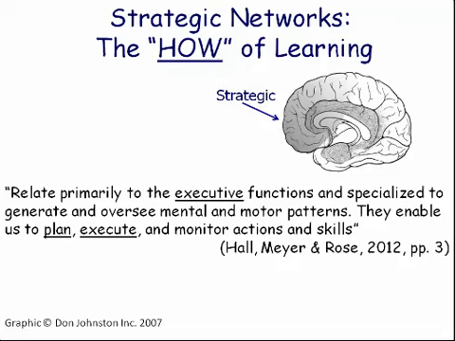The second network is the strategic network, the how of learning. How do I learn this? How am I going to function? How am I going to get this into my brain? You've seen a lot of kids tapping their foreheads when they're trying to learn something, and they're literally trying to get the information into their brains. What Hallmeyer and Rose from 2012 say is that these relate primarily to the executive functions and specialize to generate and oversee mental and motor patterns. They enable us to plan, execute, and monitor actions and skills. So that's those executive functioning parts of the brain.